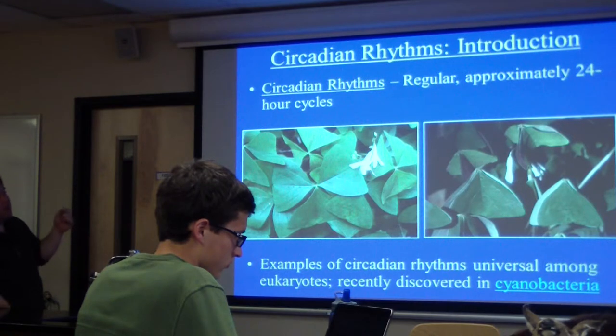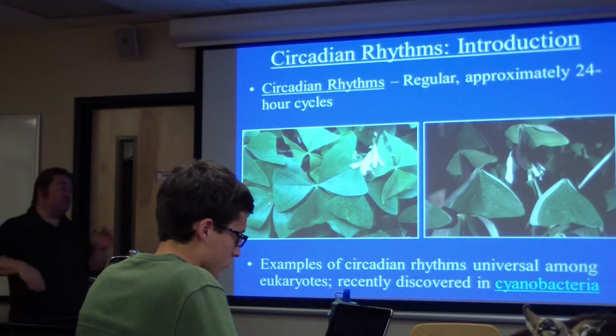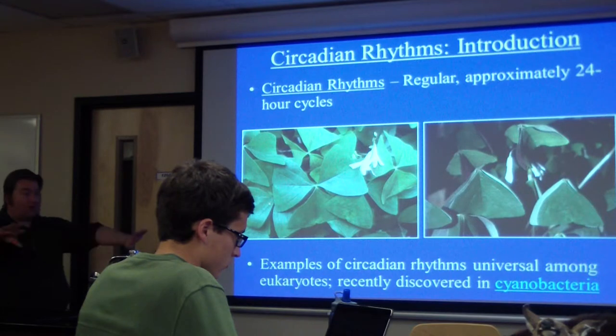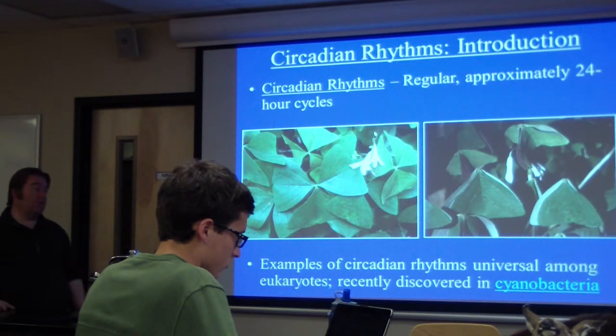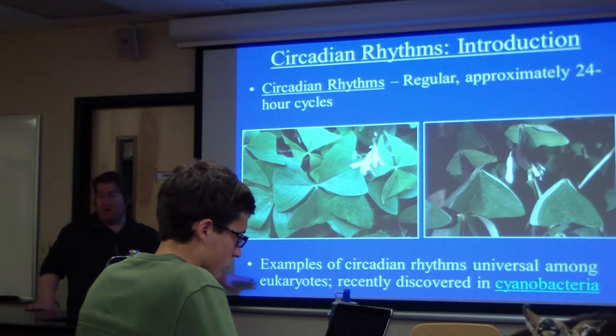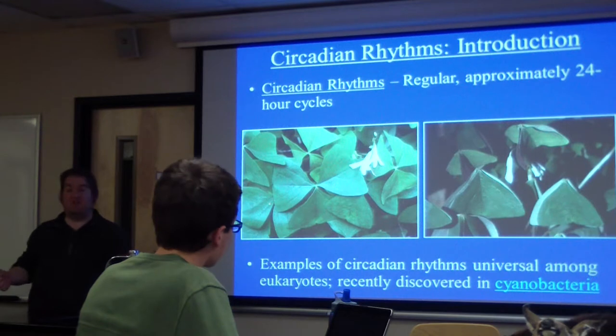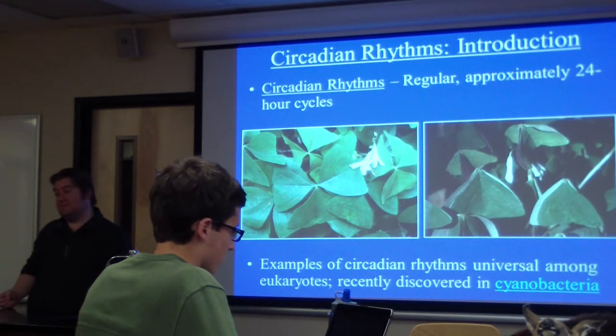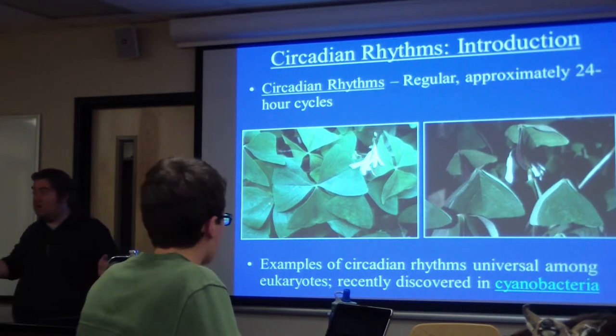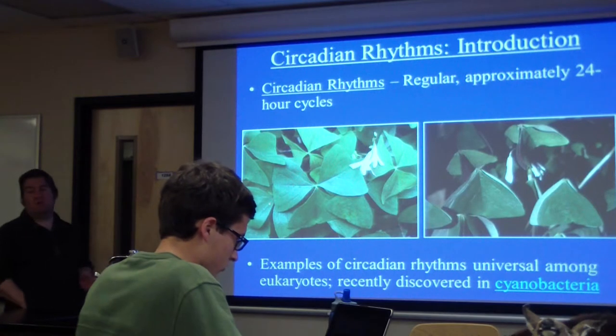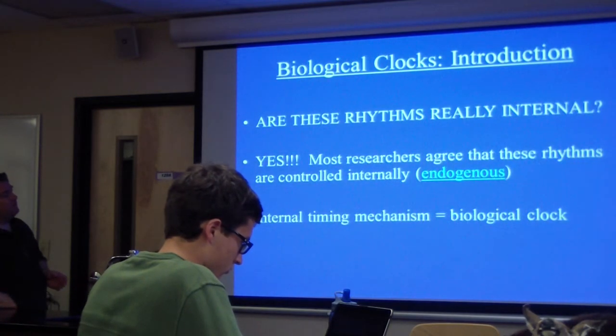Regular, approximately 24-hour cycles. Now that approximately is very, very important. There are examples of circadian rhythms across the living world. In fact, biologists think that they're now universal, at least amongst the eukaryotes. But there have even been some circadian rhythms discovered in cyanobacteria. These regular, approximately 24-hour cycles in living things.